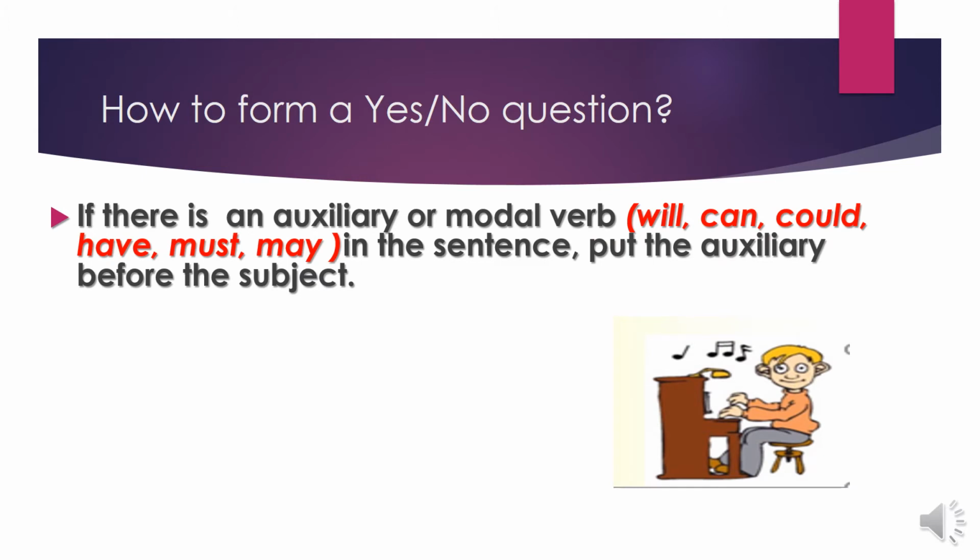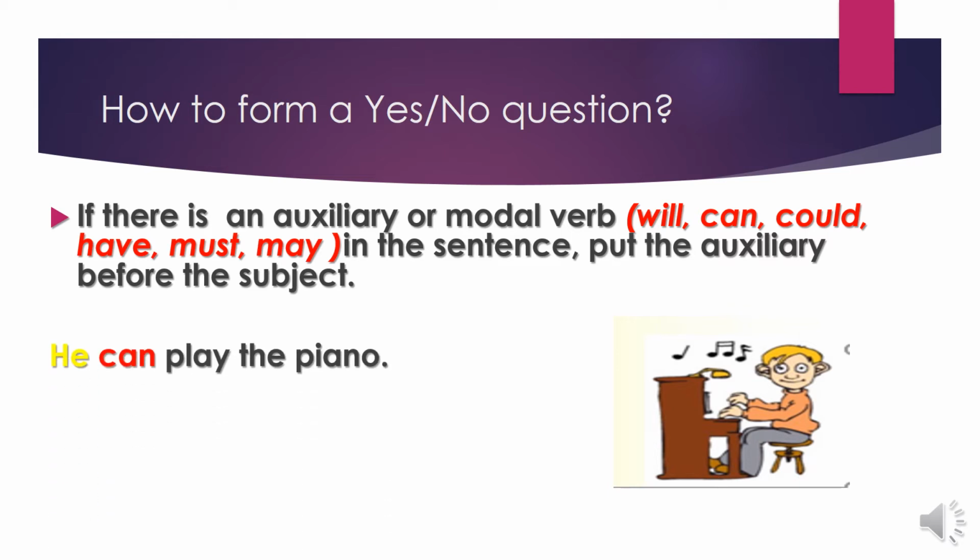If we have an auxiliary verb or a modal verb in the sentence, such as will or can or could or have or must or may, we follow the same procedure. We put the auxiliary verb before the subject.